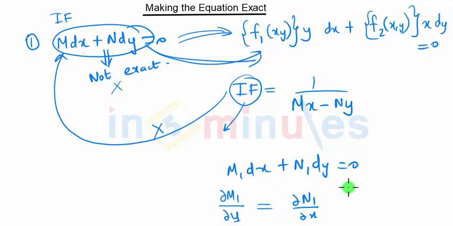When these two are equal, our solution will be given by the integration of M treating y as constant plus the integration of N neglecting the terms which have x. So this is the first type in which we make our not exact equation into an exact differential equation. The problem on this type we will see in our next video, so stay tuned for our future lectures.